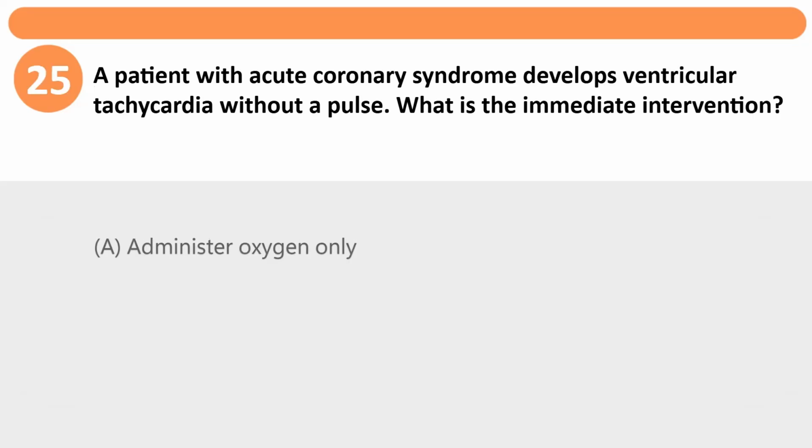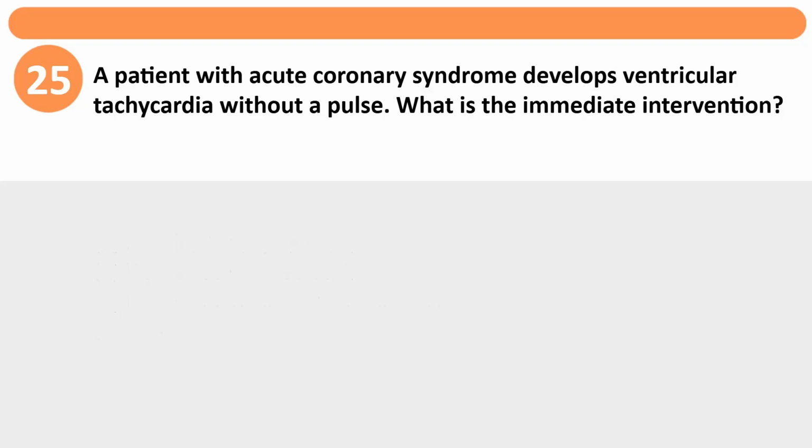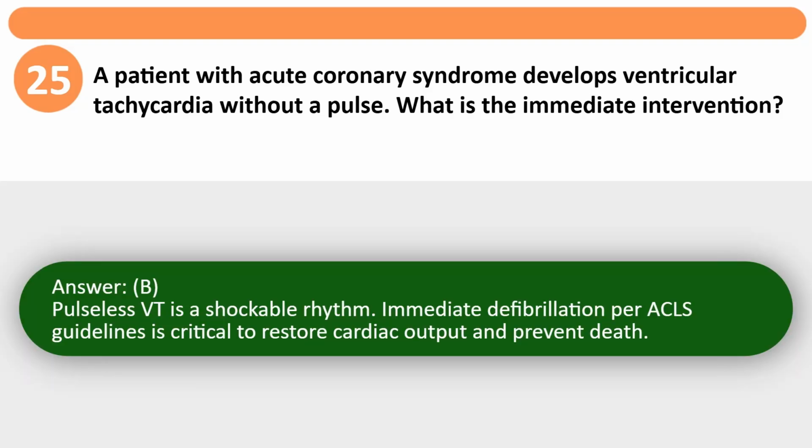A patient with acute coronary syndrome develops ventricular tachycardia without a pulse. What is the immediate intervention? A. Administer oxygen only. B. Defibrillate immediately. C. Place patient supine and observe. D. Give oral medications. Answer, B. Pulseless VT is a shockable rhythm. Immediate defibrillation per ACLS guidelines is critical to restore cardiac output and prevent death.